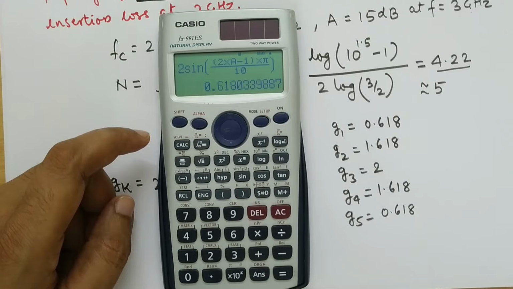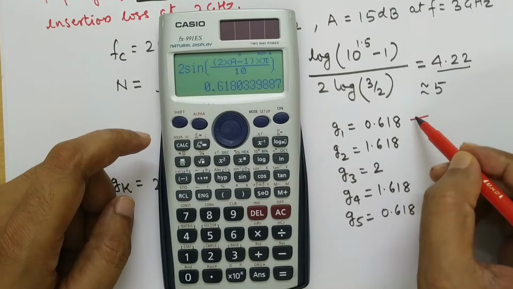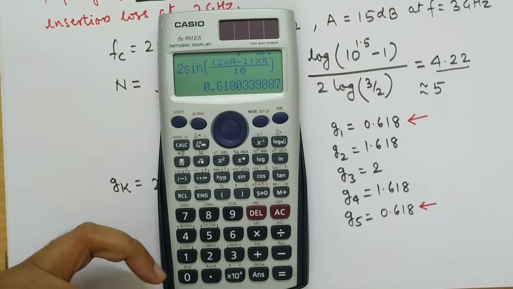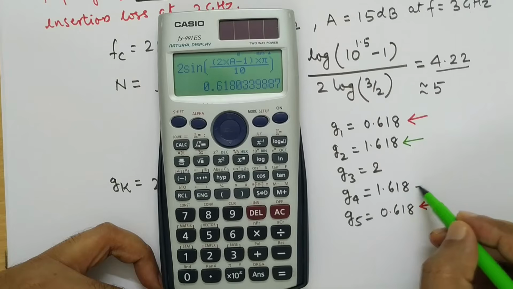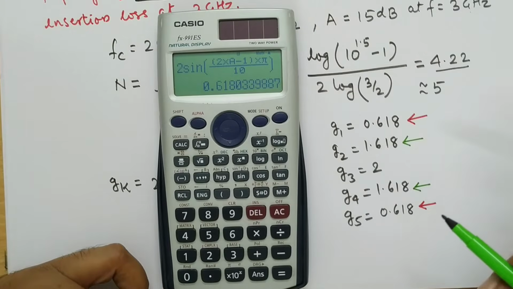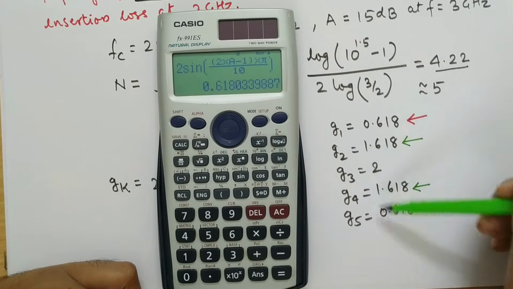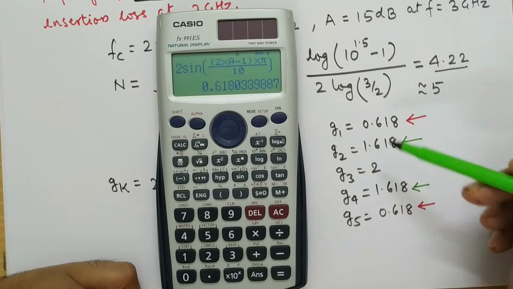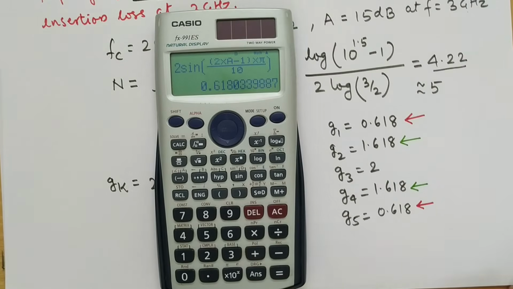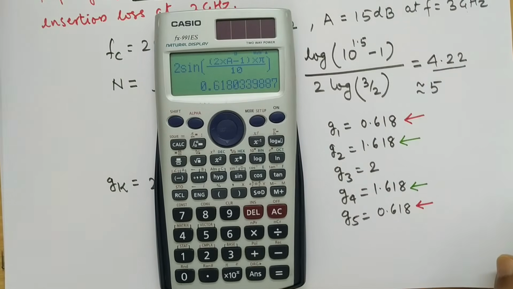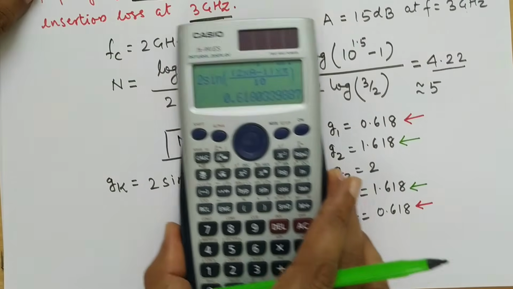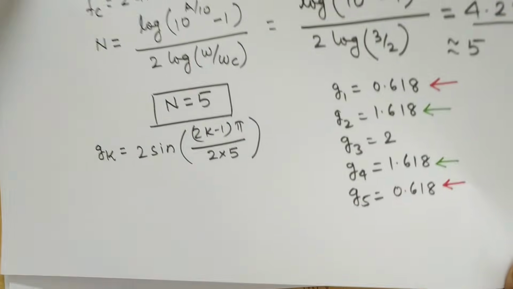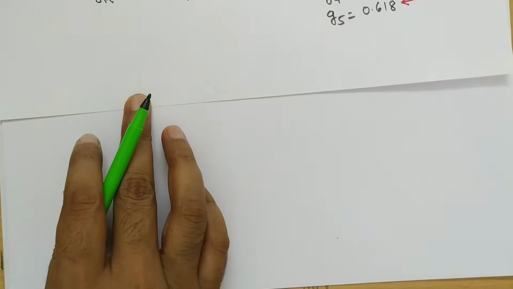What you can observe here is that the first element and the fifth element are both the same. Similarly, the second element and the fourth element are both the same. So you don't need to calculate all the values, because it will have the same property for any order. Next is to do the impedance and frequency scaling for the low pass filter design. As there is no delta involved in this, we can do only impedance and frequency scaling and we can find out the values of L, C, etc.